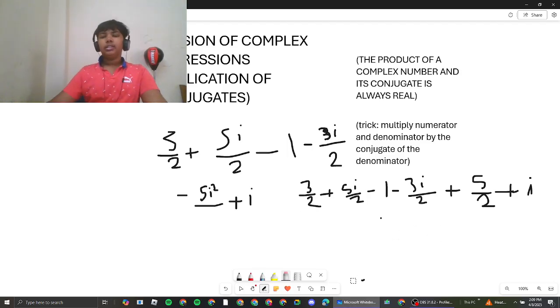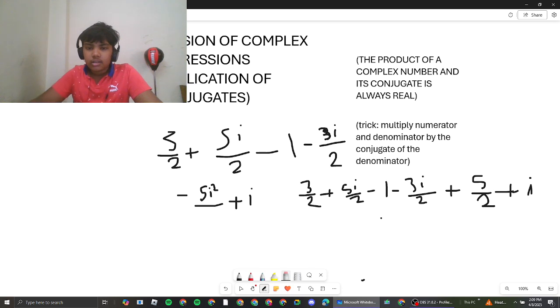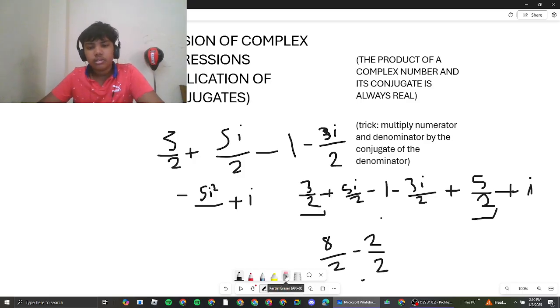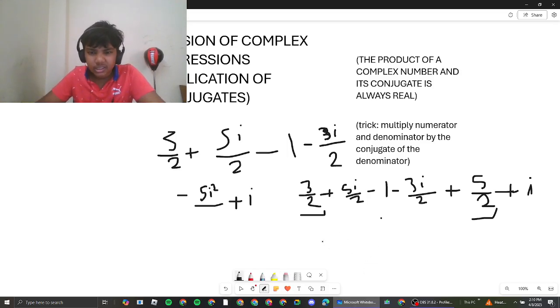first let's combine the real numbers. 6, 7, 8. What do you get here? 8 by 2, oh wait, minus. Yeah, minus 2 by 2. 6 by 2. Just 3. Okay, so I can get these 3 real terms.